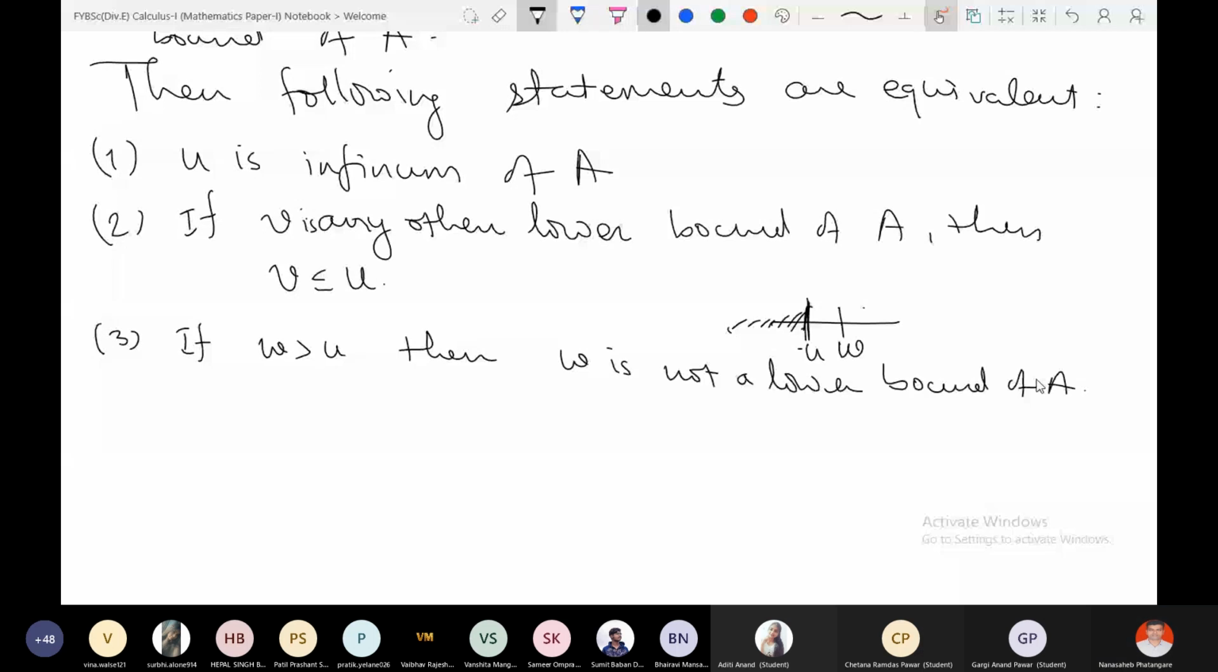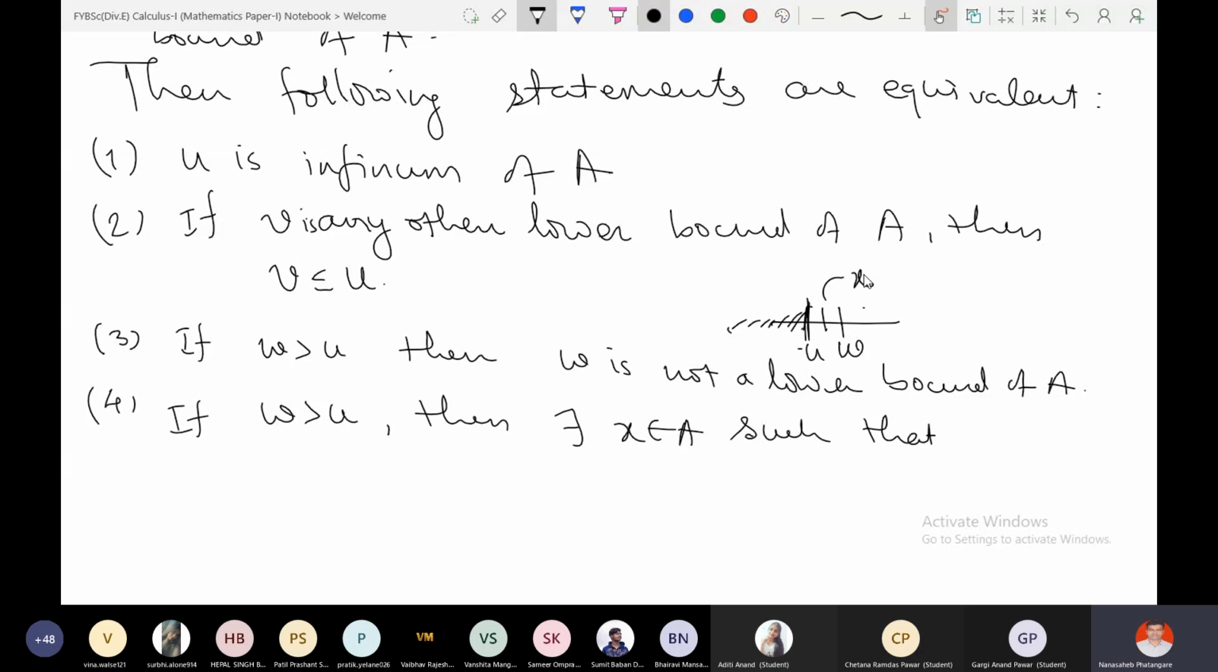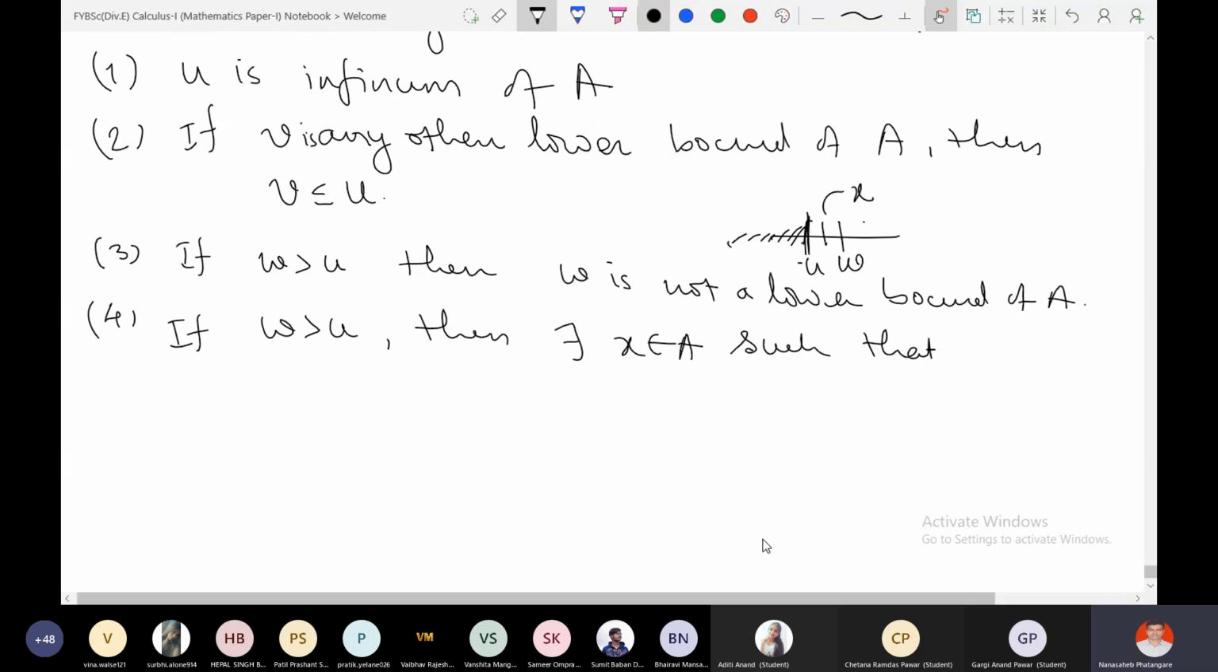of A. This is equivalent to saying that if W is greater than U, then there exists X in A such that X is less than W. So why is W not a lower bound? What is the meaning of W is not a lower bound? If W were a lower bound, all members of the set would be greater than or equal to W, but that is not happening, means W is not a lower bound, means some elements of the set are less than W, right? X is less than W, correct?